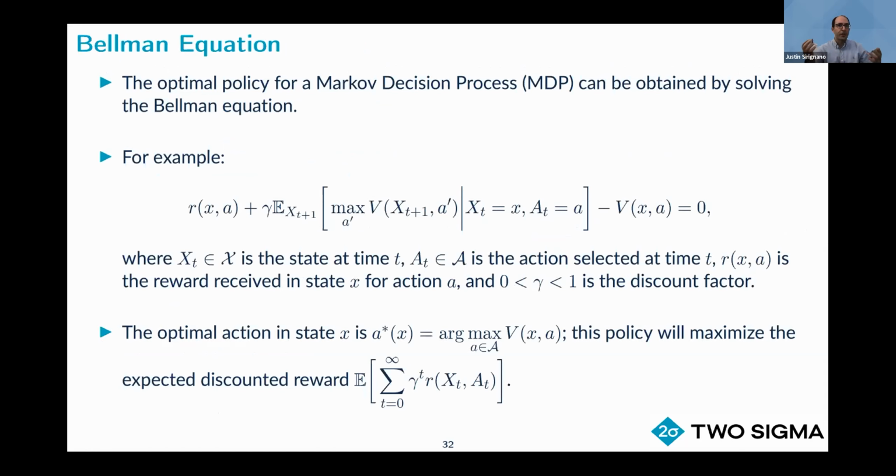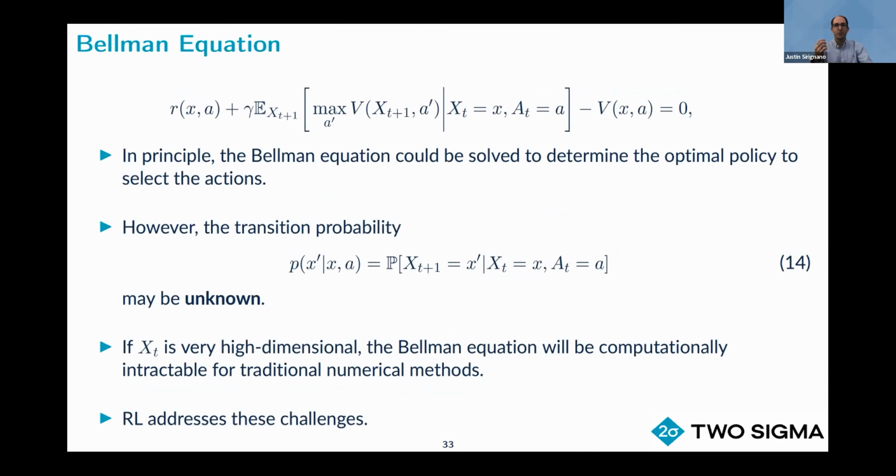As many in the audience probably know, the optimal policy for a Markov decision process satisfies the Bellman equation. If the transition probability function to compute the conditional expectation of the state process x_{t+1} is known, the Bellman equation can in principle be solved. Once it is solved, its solution v(x, a) yields the optimal action for each possible state. However, in practice, the transition probability is typically unknown. Furthermore, if x_t is very high dimensional, it will be computationally intractable to solve the Bellman equation with traditional numerical methods. Reinforcement learning addresses these challenges, and it tries to learn the optimal policy from observations of the state process x_t, its transitions from x_t to x_{t+1}, and the reward r(x_t, a_t), where a_t is the action selected at time t.